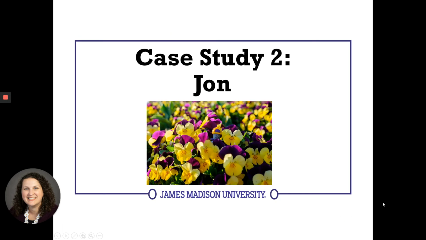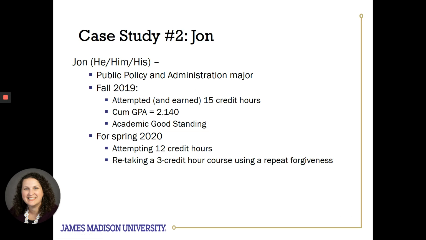Now, let's talk about our second case study, John. John is a public policy administration major. John's personal pronouns are he, him, his. John earned 15 credit hours in the fall 2019 semester with a GPA of a 2.140 and is in good academic standing. This spring, he is taking 12 credit hours and is retaking a 3 credit hour course with repeat forgiveness.